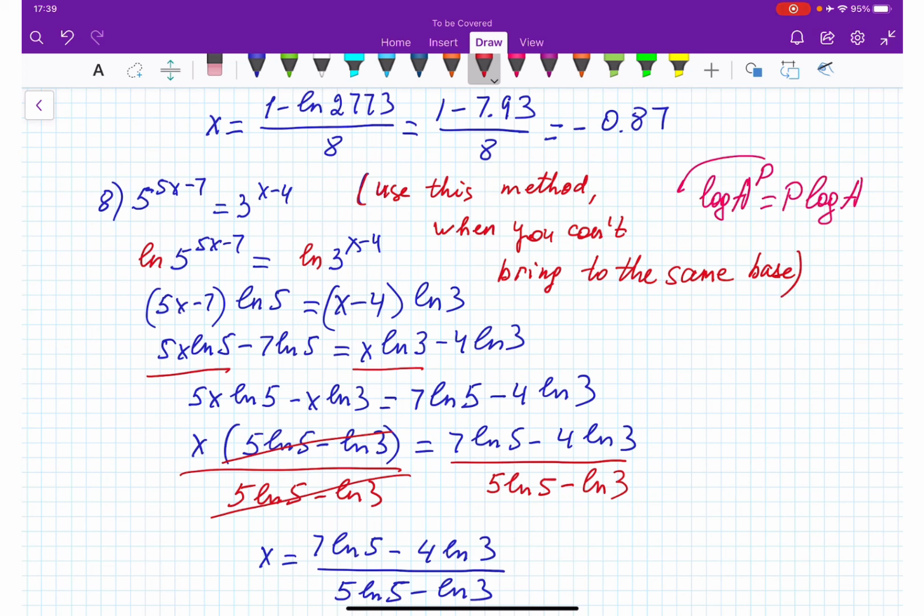There we go. So you assign the logarithm and you go from there. Okay. All right.